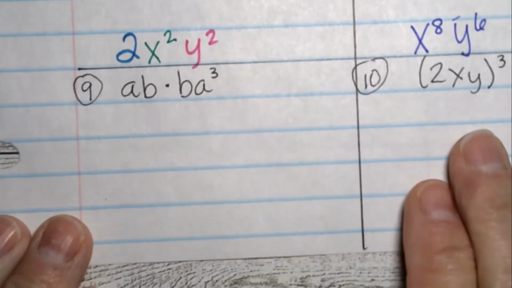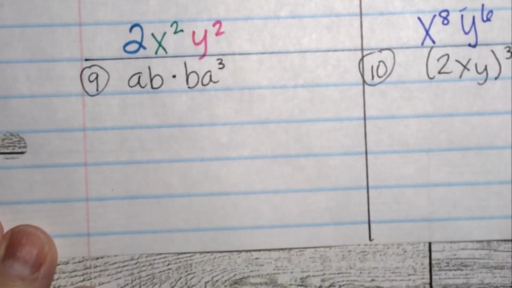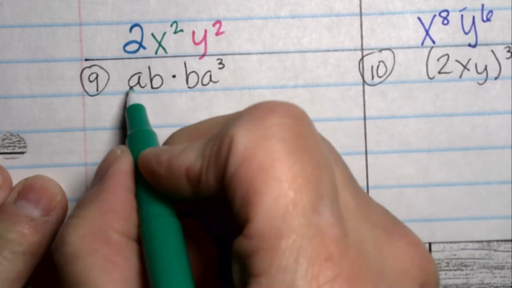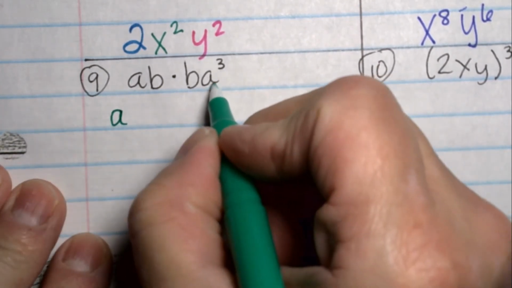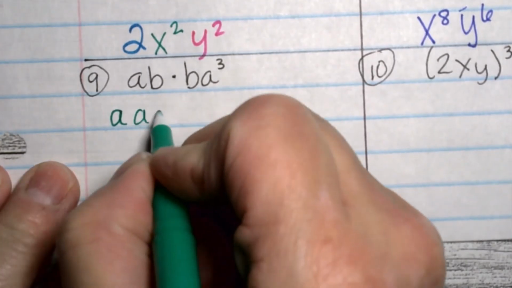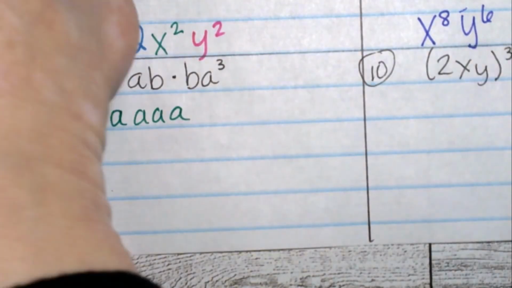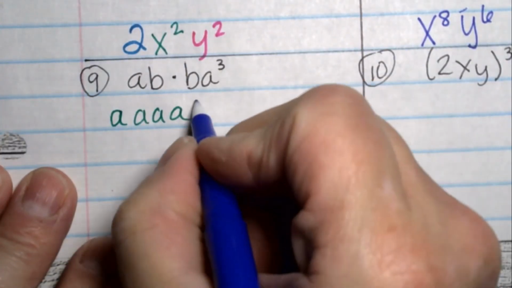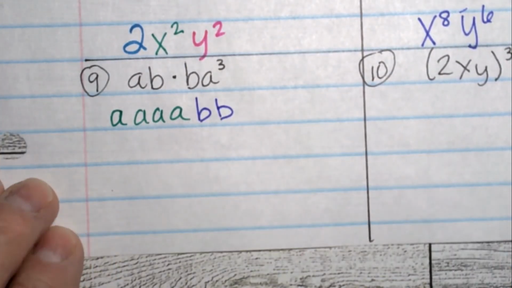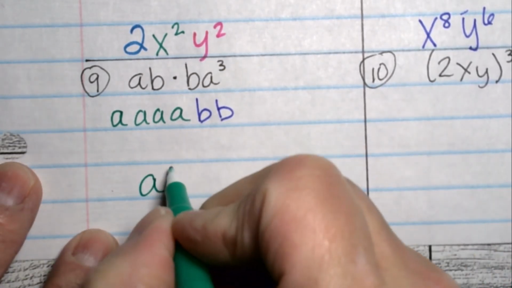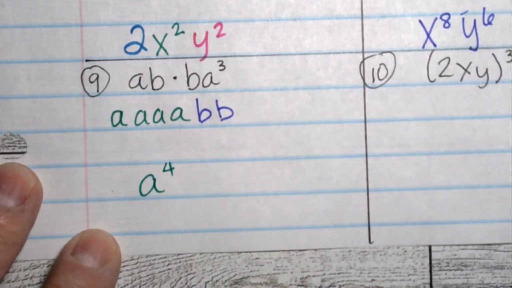All right, number 9. This one in class actually confused people because it's kind of simple looking, but if you rearrange all the terms, this is what you have. You have 1 a here, and I have 3 a's on that one. 1, 2, 3. I have 1 b on this term being multiplied times that b, so there's 2 there. So our final answer is a to the 4th b squared.